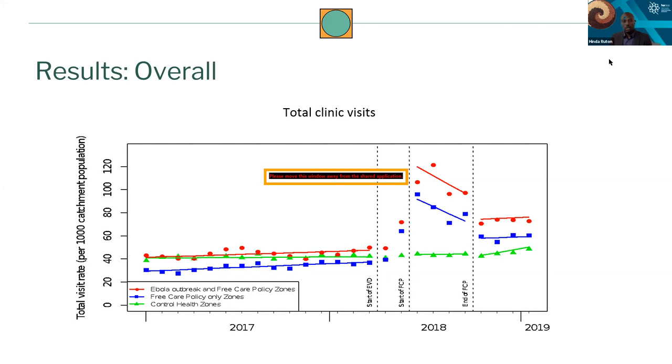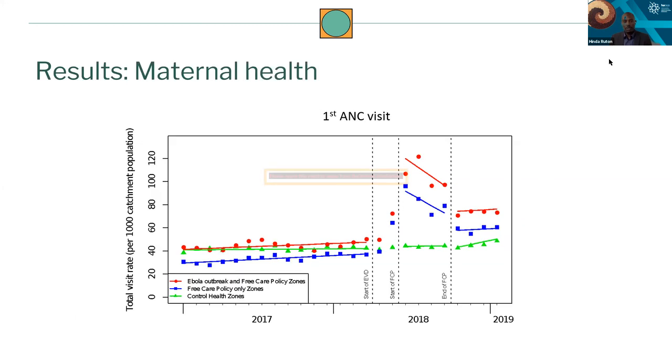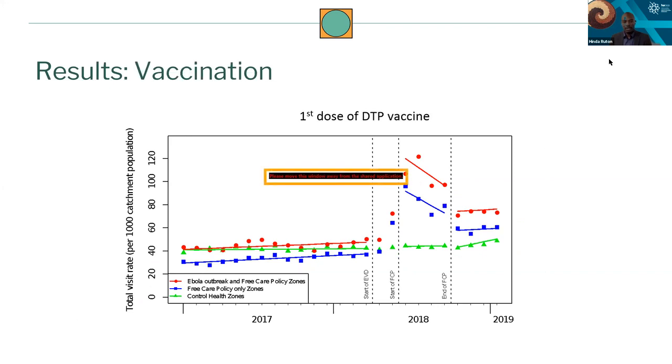Overall, the rate of utilization of care in the intervention group increased statistically. That was the same for maternal health, especially for the first ANC visit. And that's also the same for the first dose of DPT vaccine. Again, as you can see, this is really appealing: the green one, which is the control, before and after the intervention, nothing changed, right? That also helps convey the message and helps isolate some of the threats to validity.